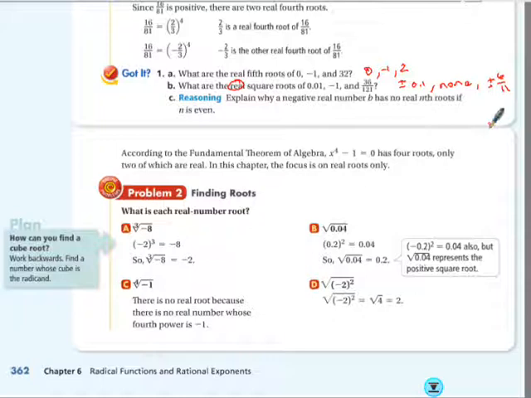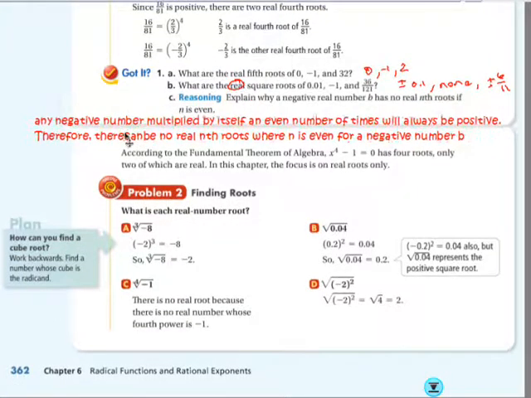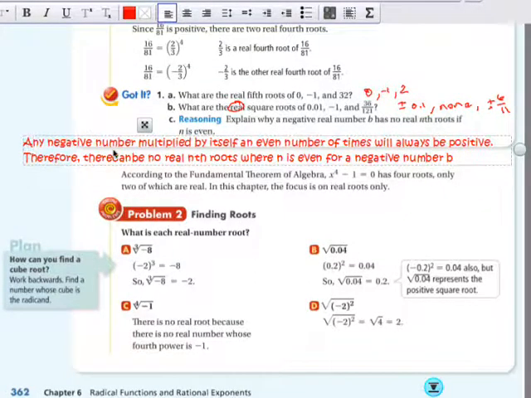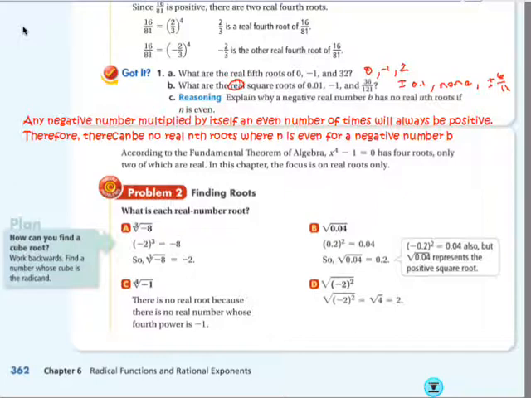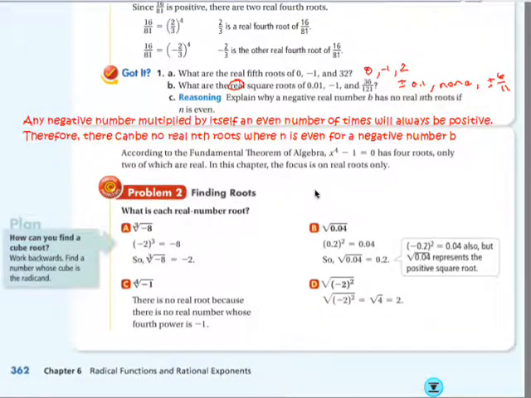For part C, any negative number multiplied by itself an even number of times will always be positive. Therefore, there can be no real nth roots where n is even for a negative number b. I'll say again, listen carefully. Let me type this out for you so we got it. Any negative number multiplied by itself an even number of times will always be positive. That should make sense. No matter what negative number it is, as long as it's multiplied by itself an even number of times, a negative times a negative is a positive. Therefore, there can be no real nth roots where n is even for a negative number b.